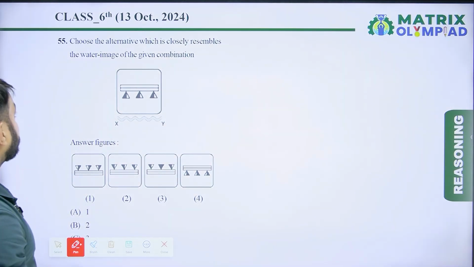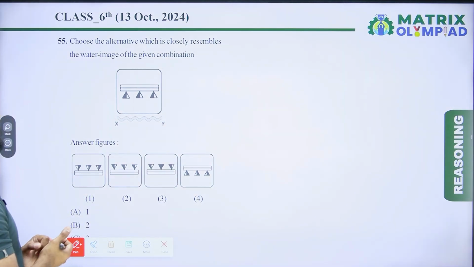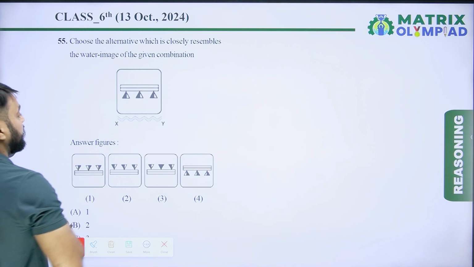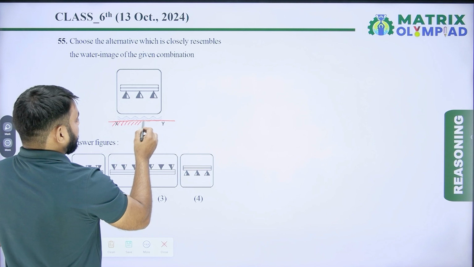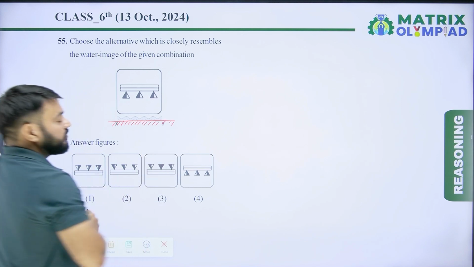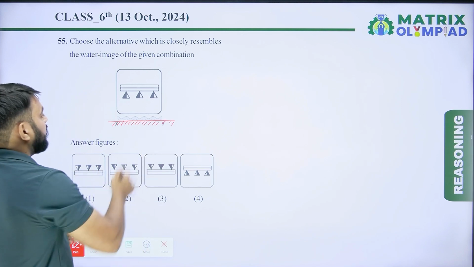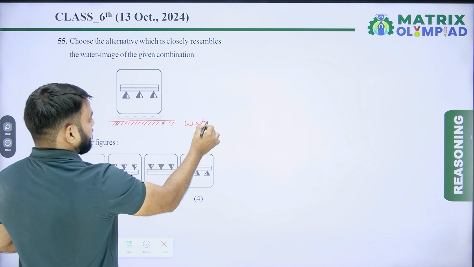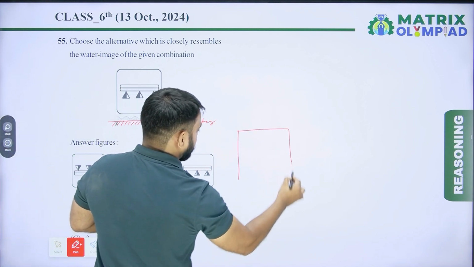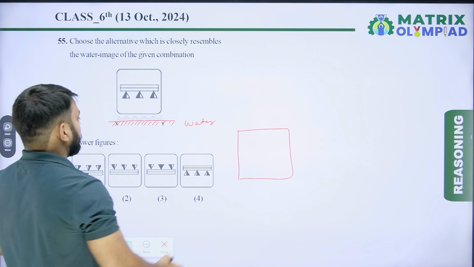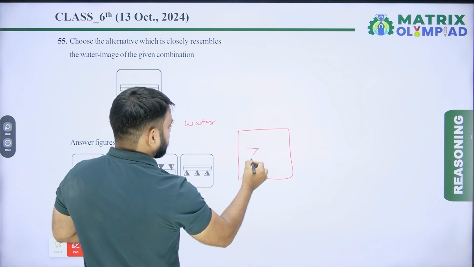Now next question is question number 55. Choose the alternative which closely resembles the water image of the given combination. In the water image question, water is always taken below the figure. So now here is water. So find the water image of this figure. So water image of this figure will look something like this.